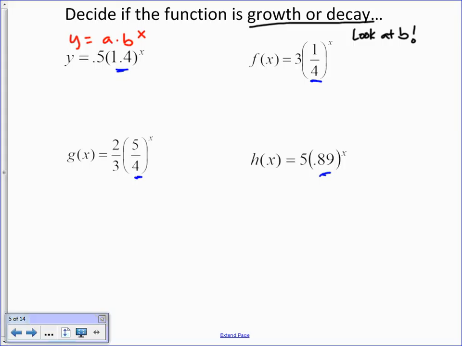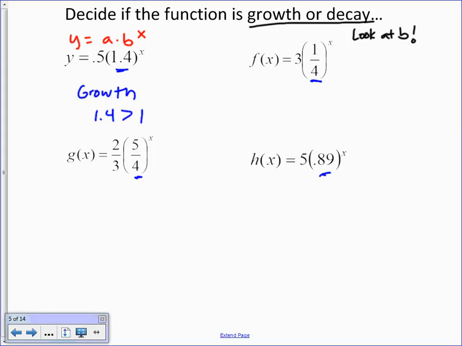And B should always be the number that has the exponent on it. Okay. So, Justin, could you tell me what you guys said for y equals 0.5 times 1.4 to the x? Yeah. Growth, because 1.4 is greater than 1. Yeah, 1.4 is greater than 1. Cool.